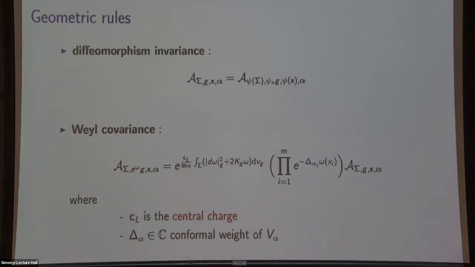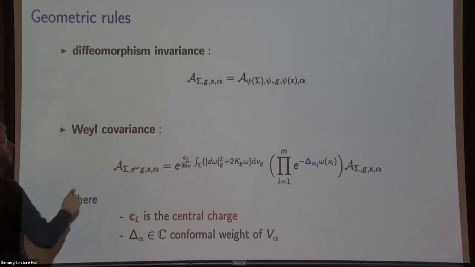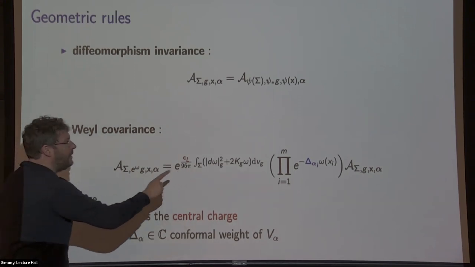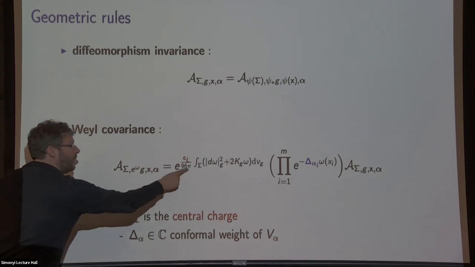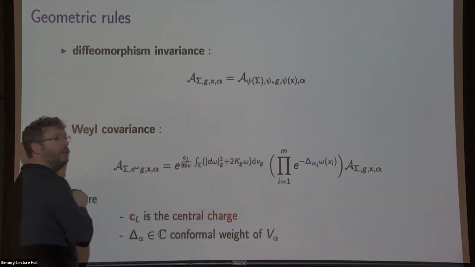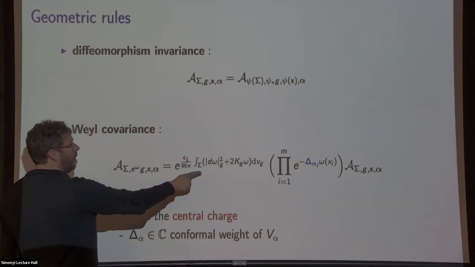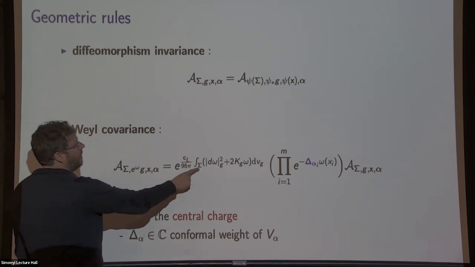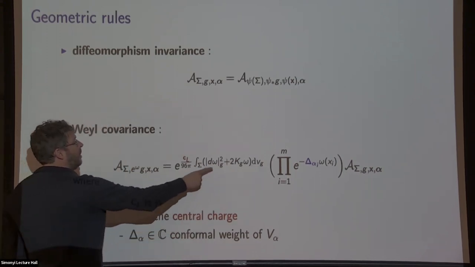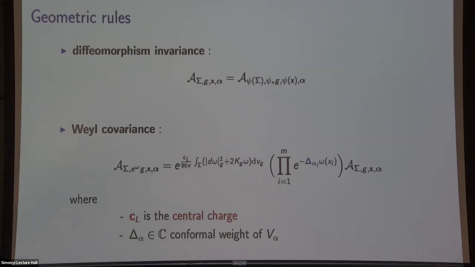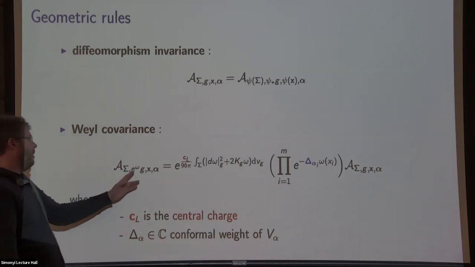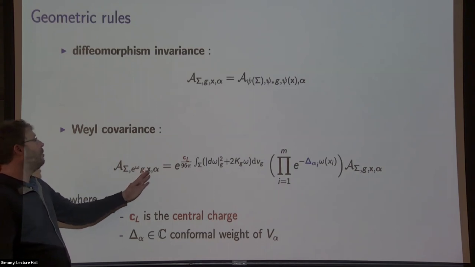The second thing is I want Weyl covariance on these objects, which is to say that if I take a metric which is conformal to g, I get the same thing times two terms. One is the exponential of some constant over 96 pi times what is sometimes called the Liouville action, a cocycle in the literature. I integrate on my surface with respect to my volume form the gradient of the function squared plus two times the scalar curvature omega, which is two times the Gauss curvature of my metric. And the change also affects the points x in the following way.